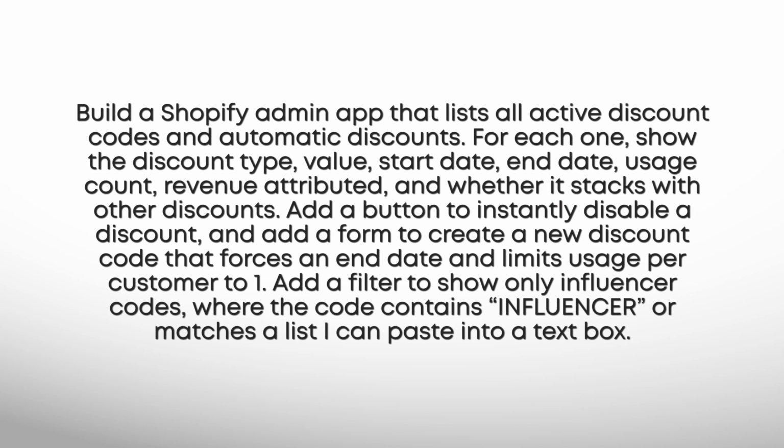Add a button to instantly disable the discount, and add a form to create a new discount code that forces an end date and limits usage per user to 1. Add a filter to show only influencer codes, where the code contains the word influencer, or match a list that I can paste into a text bar. Now, if you are turning discounts into a system, not a mess, this prompt will help you solve this.